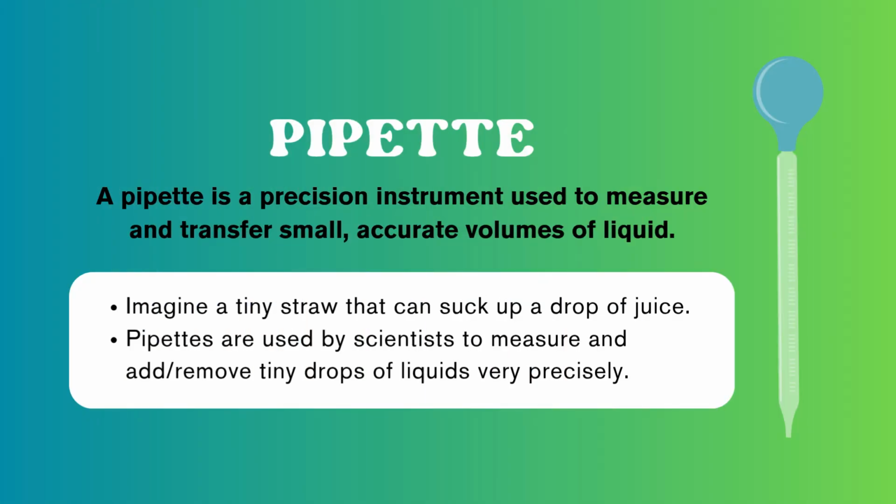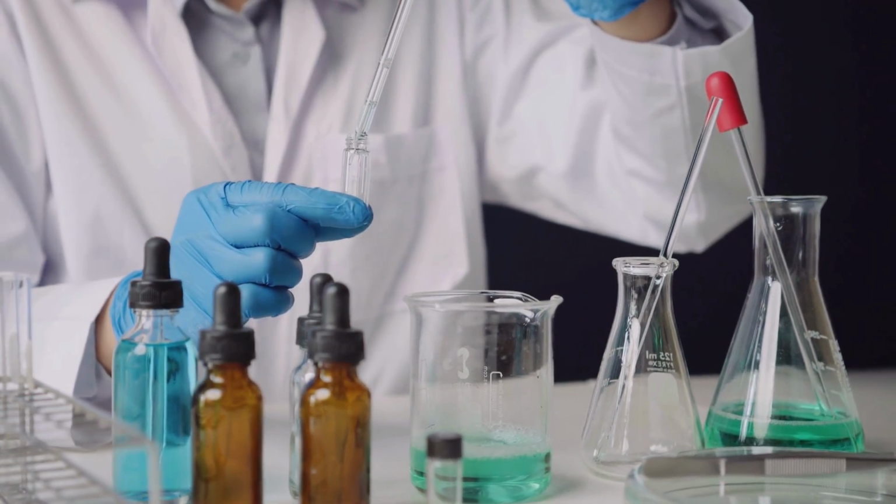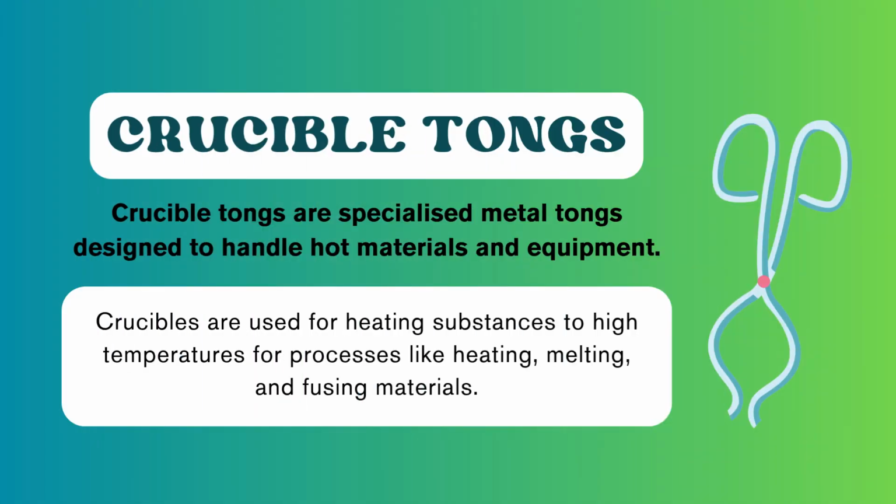A pipette is used to transfer very small amounts of liquid. Think of it like a tiny straw that can pick up and release drops precisely. It is essential for accurate measurements in experiments.